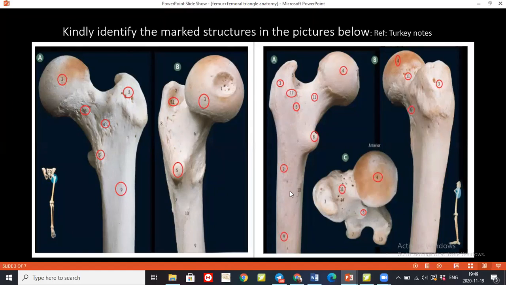Okay. And number 3 here? Head of the femur, ma'am. Yes. And in 1, if you look closely, there is this punctum or opening. From here, which vessel goes in to supply the head of the femur in an adult?